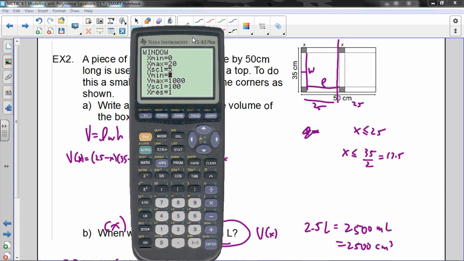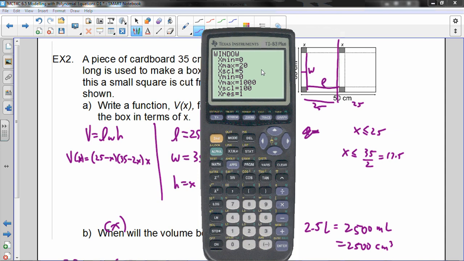Now, as far as the volume's concerned, I know the output of this has got to go up to at least 2,500. Let's go a little more than that. Let's say 3,000. I'm going to go up by 500s here, just so we can get up to 3,000. And I want to see what this looks like. I want to see where they cross. It's kind of a strange look, but there's the 2,500, and there's the two spots where it's equal, right?